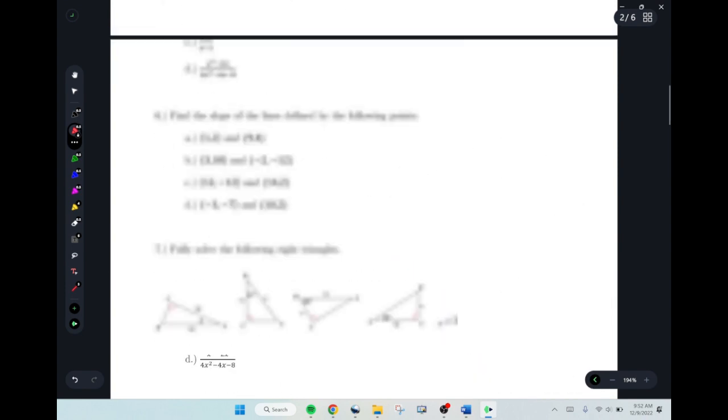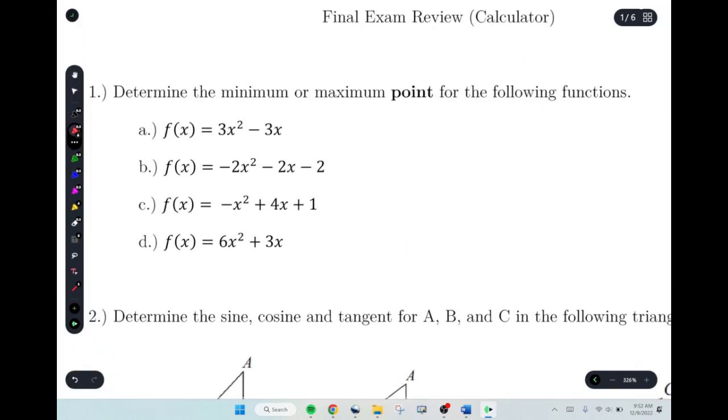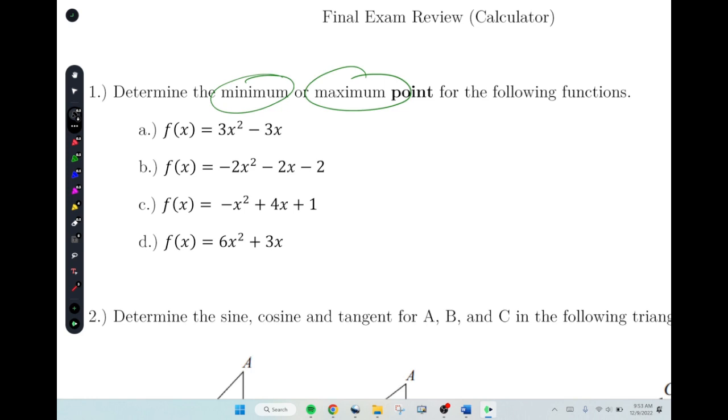Number one? On calculator or not calculator? Minimum or maximum point? You see this, you say, give me that. That's a gimme. This is literally a gimme. You do it right away. I wouldn't say that triangle one's a gimme. I'd say that triangle one's hard, and maybe I'll do it last. This one is do first, because if you see this type of problem, minimum and maximum, look, these are all the same type of shape.